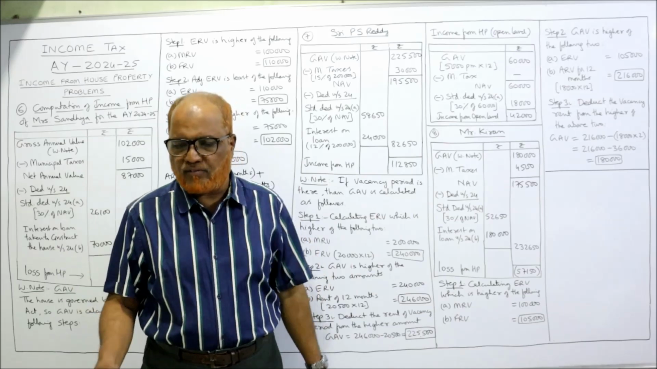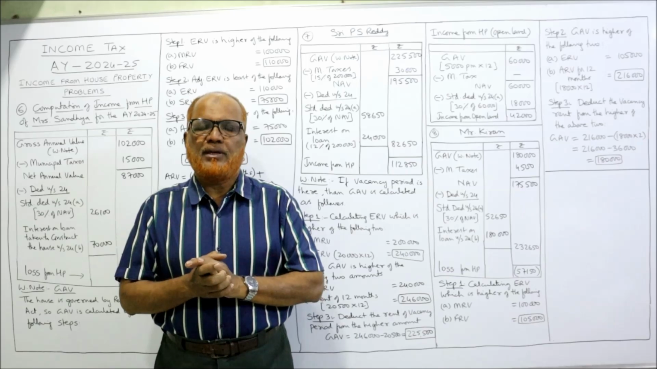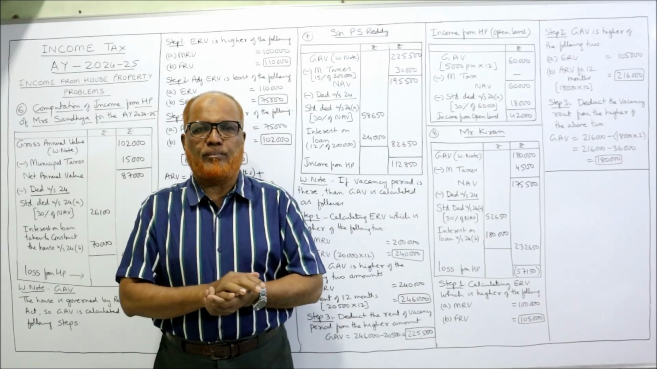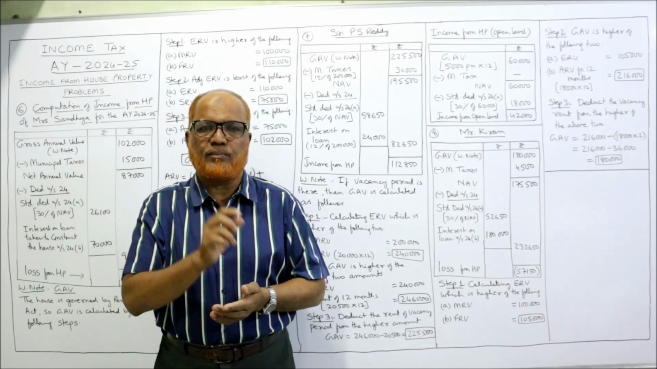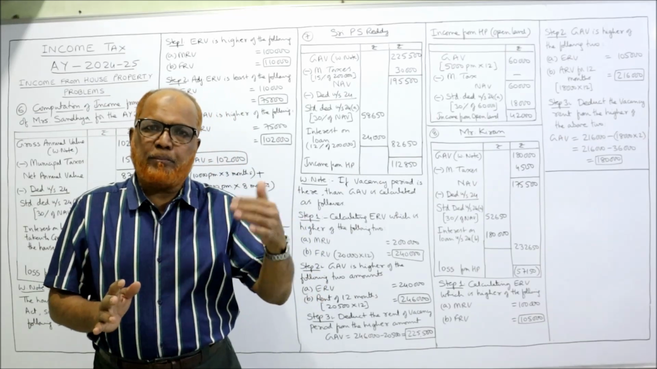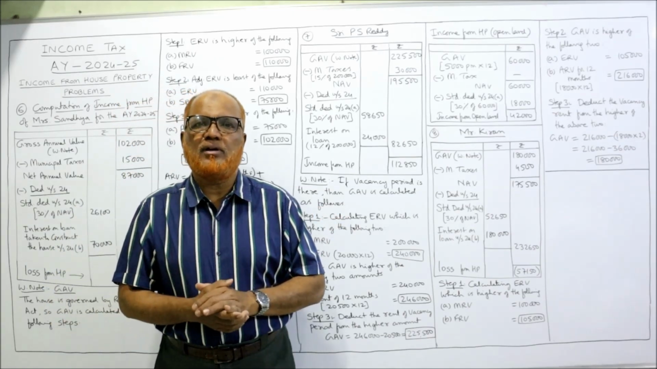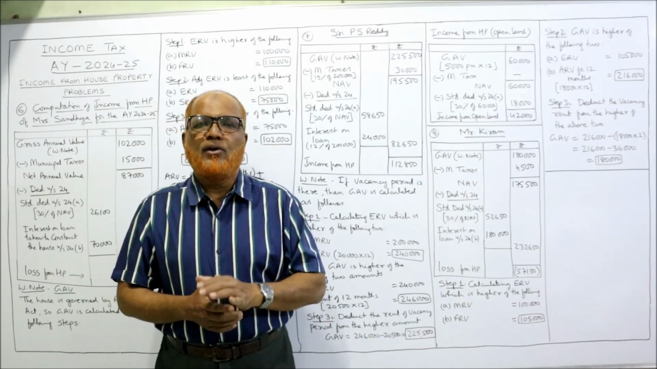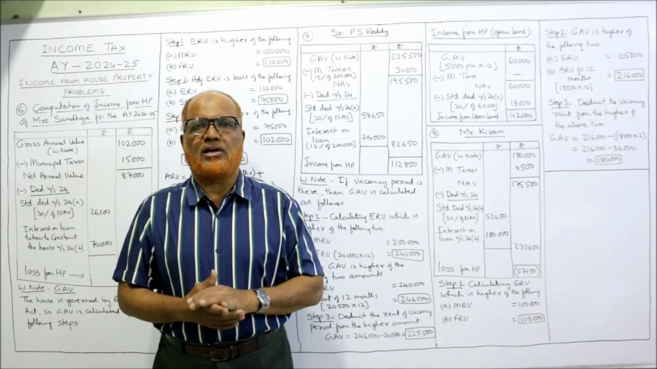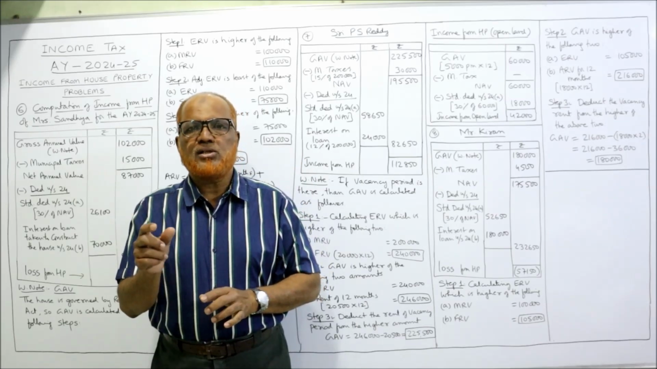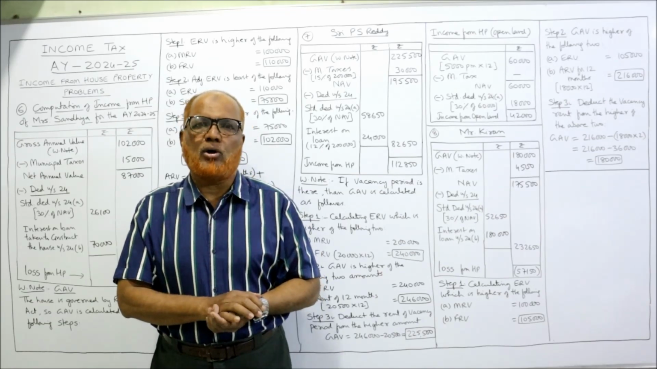Now I want to clarify one point. Regarding municipal taxes, if it is paid, it is allowed. If it is due, not allowed. Write it down. Write a note. Municipal taxes, if paid, allowed. If due, not allowed. Whereas in case of interest on loan taken, whether paid or not, it will be allowed as deduction. So interest on loan, it is allowed even if it is due but not paid.